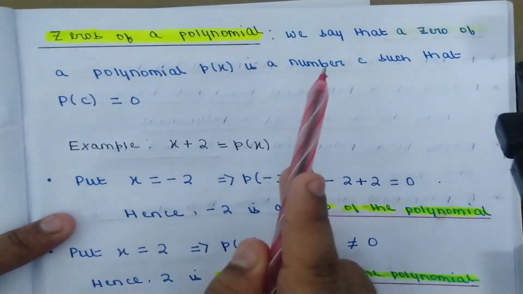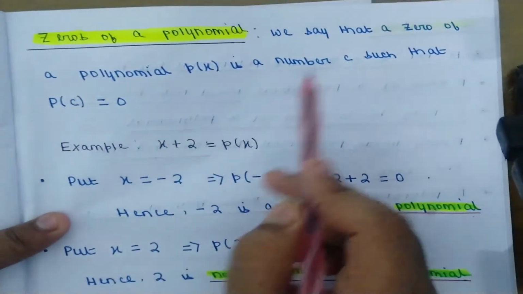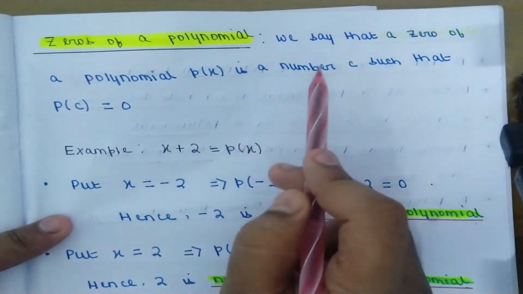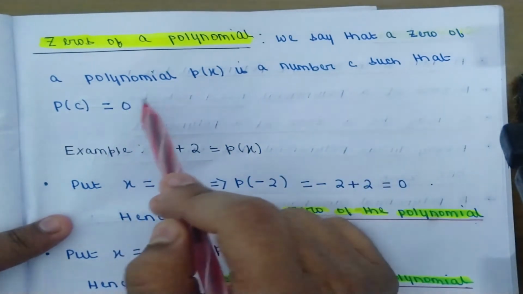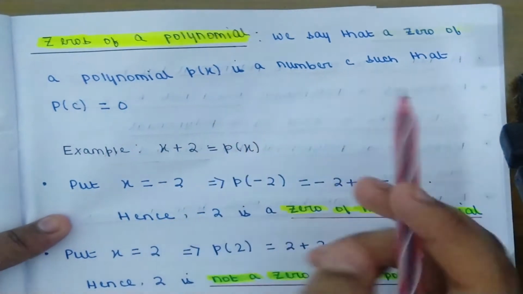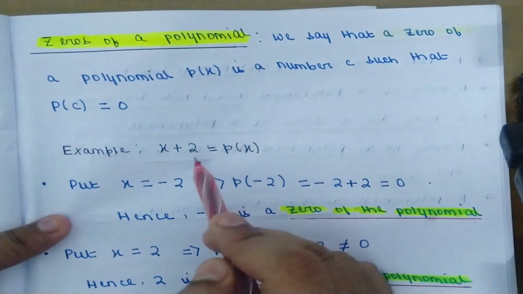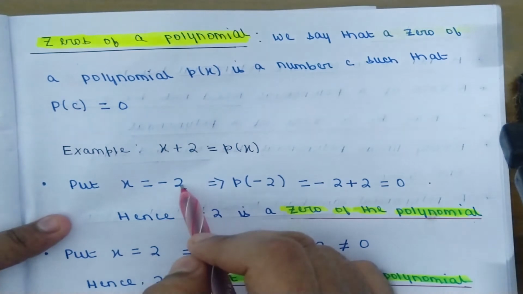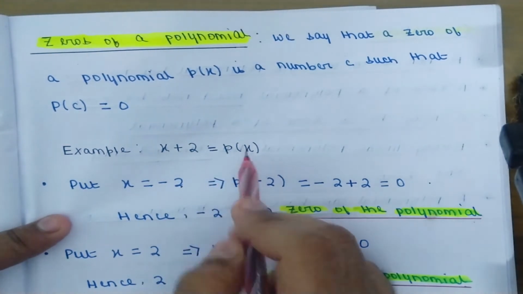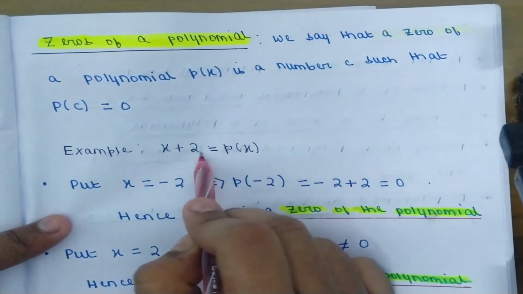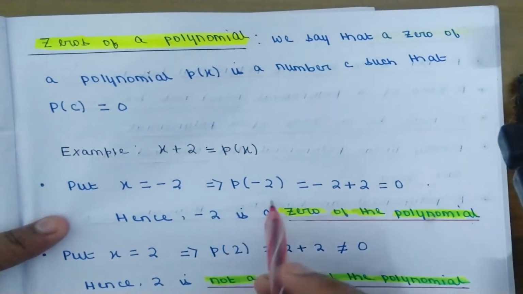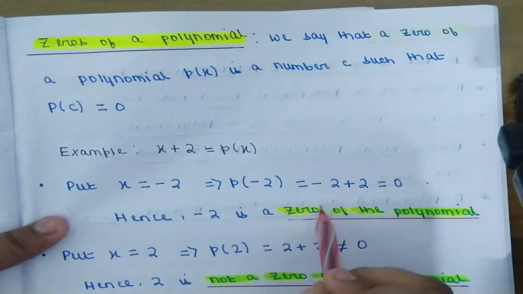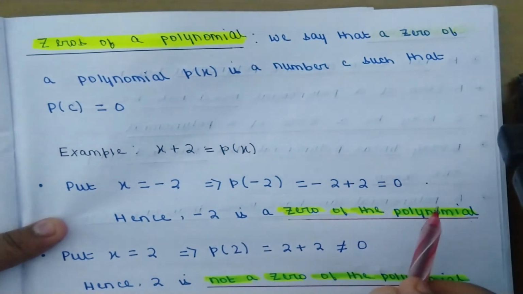Now we will start with the zeros of a polynomial. We say that the zero of a polynomial p(x) is a number c such that p(c) is equal to 0. Let us take an example where p(x) is equal to x plus 2. Here, in place of x we put minus 2. Then p of minus 2 becomes minus 2 plus 2, which is equal to 0. Hence p of minus 2 is equal to 0. So minus 2 is a zero of the polynomial.